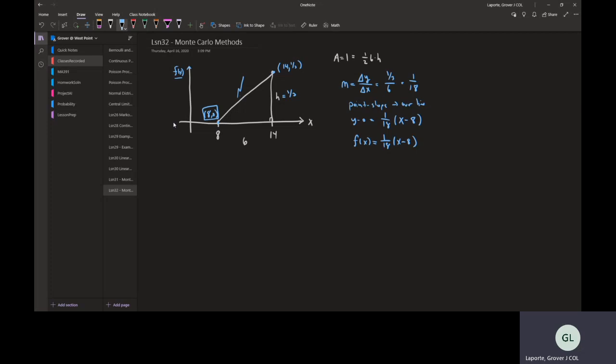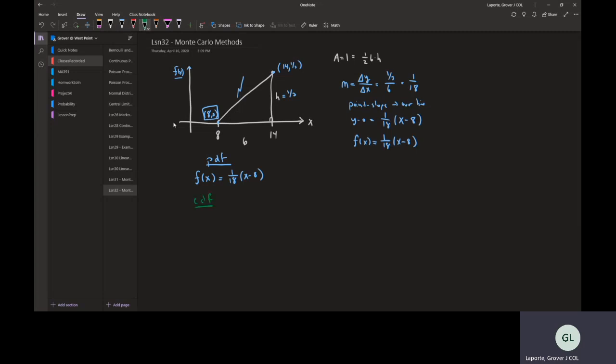Okay. The next thing is, I have my PDF. Just by using a little bit of knowledge about what a PDF has to be, the area underneath the curve equals 1, and that this is a triangle. So the PDF is 1/18 times x minus 8. So we have that. Now I'll do this in another color, we'll do it in green. Now I'm looking for the CDF.